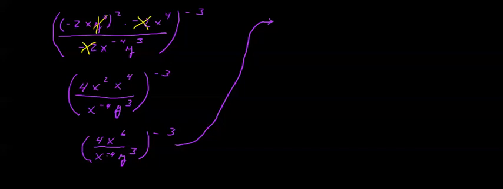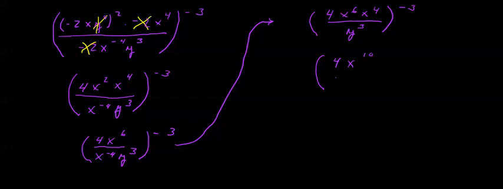Now, I'm going to bring the x to the negative fourth up. So we have 4 x to the sixth, and now I have x to the fourth over y to the third, all raised to the negative third, or 4 x to the 10th, y to the third, raised to the negative third.